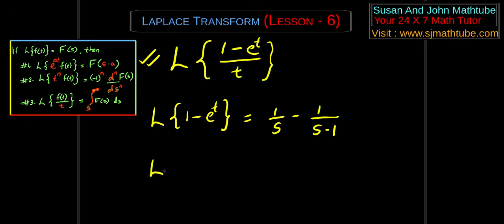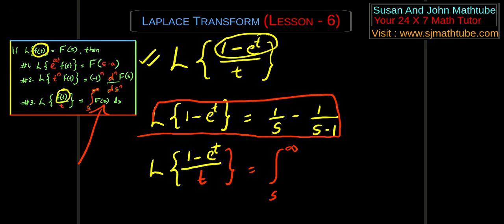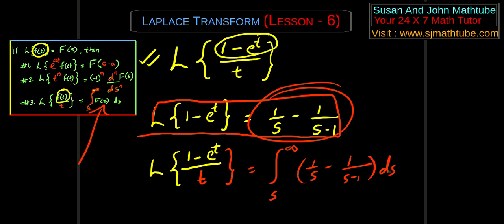Now what I do is I write the same thing. Once more I'll tell you, if you know the Laplace of the numerator, that is what the property tells you, then you can have the Laplace of the whole quotient f(t) by t by integrating. This step guarantees that you know the Laplace of the numerator. So if you divide by t, we apply the last formula, that is integral s to infinity of this answer, 1 by s minus 1 by s minus 1, ds.